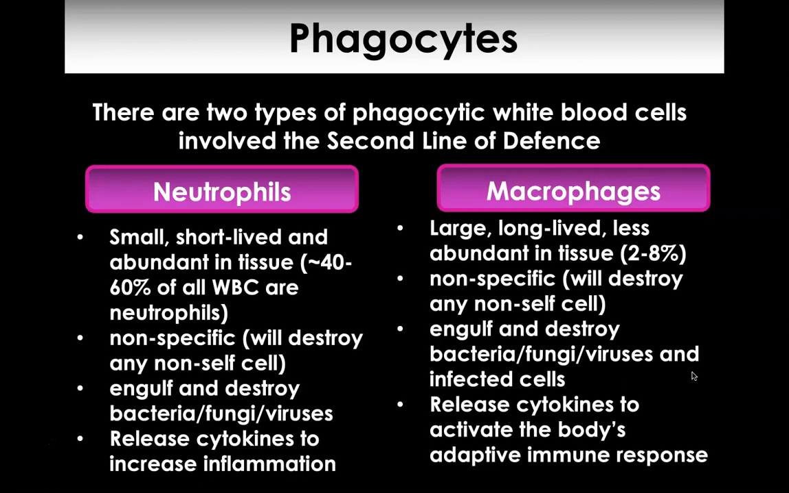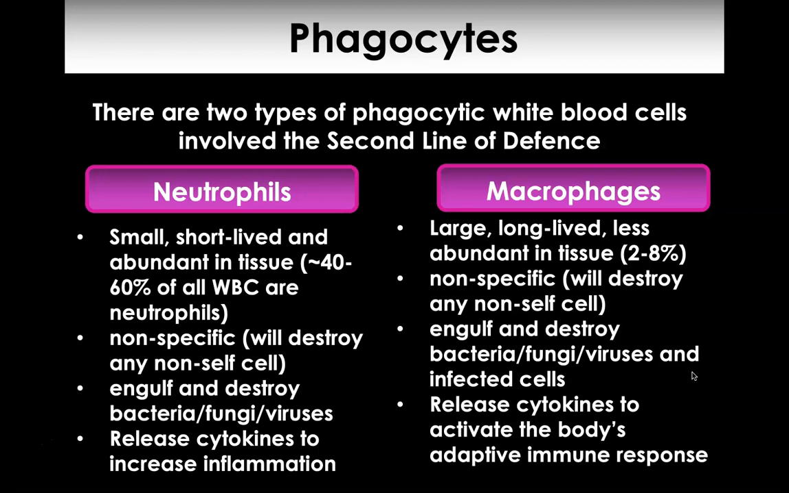Okay, there's more than two, but there are two major types of phagocytic white blood cells involved in the second line of defense that we're going to talk about today. The first ones are neutrophils. Neutrophils are the most abundant white blood cell in your body. They make up roughly between 40 and 60% of all white blood cells, and they roam freely throughout your circulatory system at any time, and they are small enough to roam through the interstitial fluid between cells of your tissues.